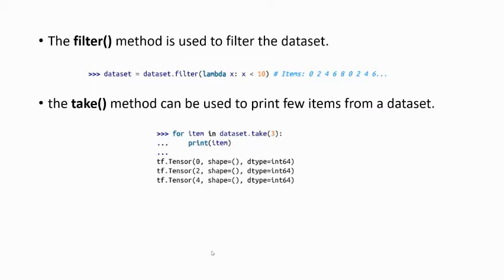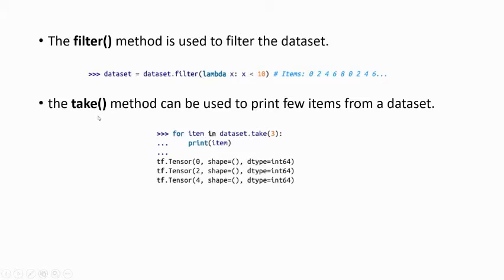Okay, let's move on with one more method, that is the filter method. This filter method can be applied onto the data set to filter out a few items. For example, on the existing data set x, if you apply a filter like a value less than 10, then it prints all the items which are less than 10 from the data set. So it will return you 0 to 468.